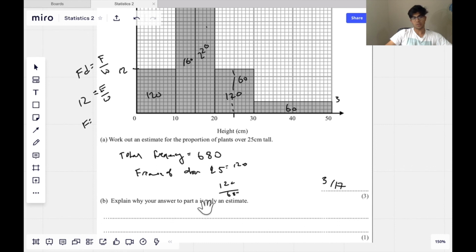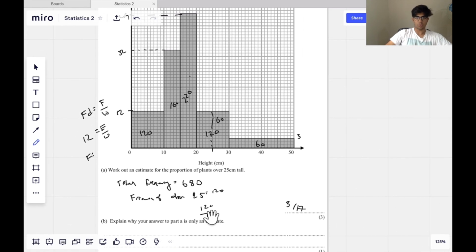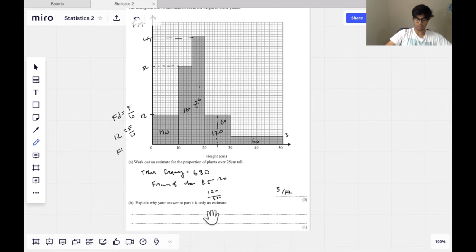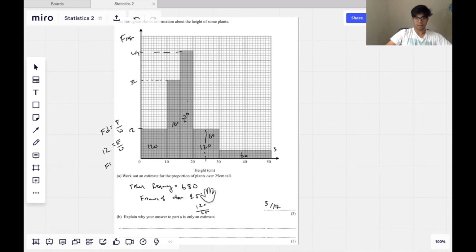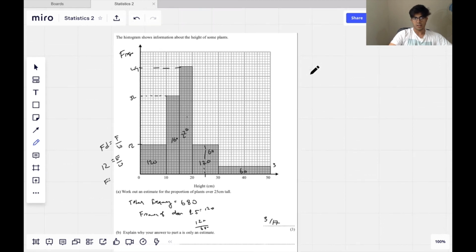And explain why your answer is only an estimate. Okay, so this requires a bit of thinking. So if you just go ahead, pause the video, and try giving that a go. So the reason it's only an estimate is because when we plotted our data, we'll be told that the height for the plants, 20 to less than 30, is equal to whatever frequency we have here, which comes out to 3/17 of the total. So if we say the total is t, it's 3/17 over t, right?